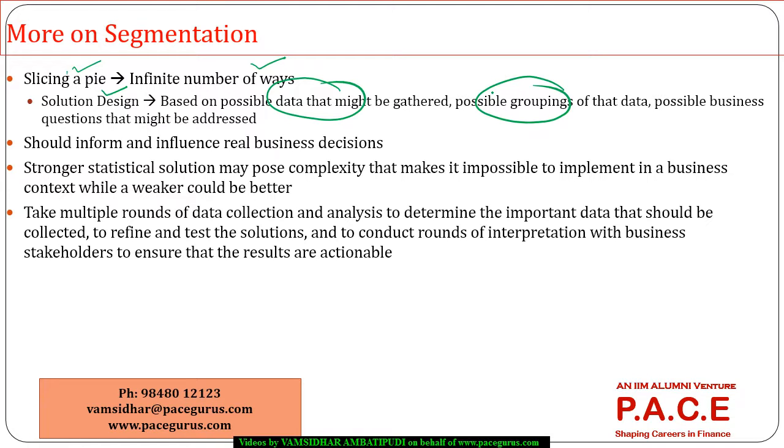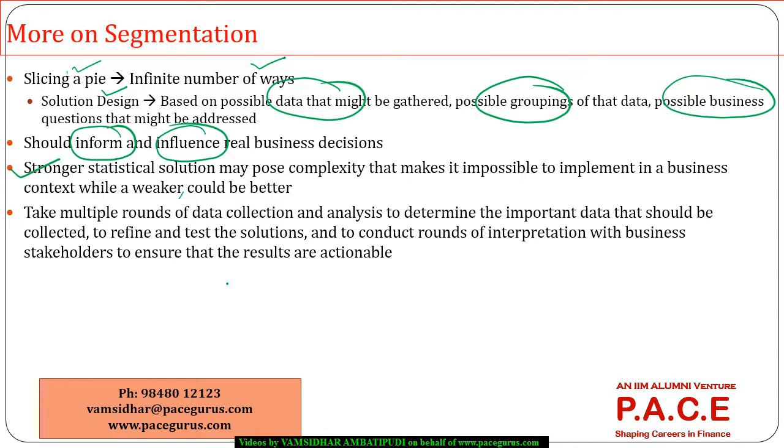So what are the possible groupings, and based on those possible groupings that are coming out, what are the business complications that might be addressed. The solution should be designed by keeping all these things in mind. So whatever the solution that you are designing, it should clearly inform the business decision, it should influence the business decision. Because the segments that you are creating should be real differentiators in terms of your business variables so that you can make your strategic decisions quite effectively.